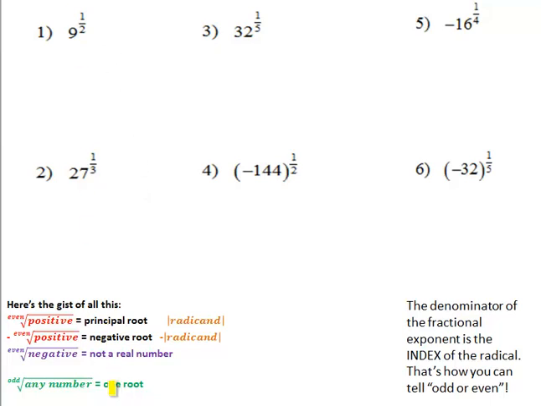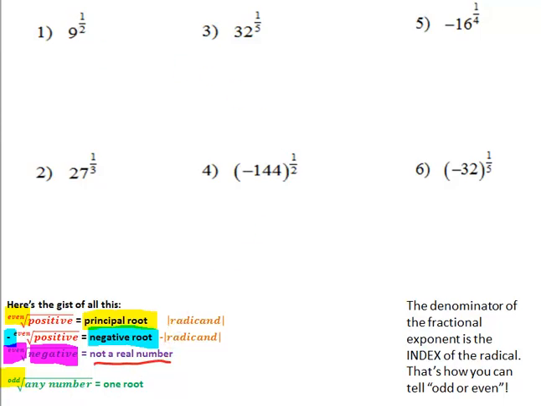I want to refresh your memory from an earlier video, the idea that if you have an even index, and it's positive inside, what comes out will be a positive number, and that's the principal root. If you have a negative out in front of everything, then that affects that and makes it the negative root. If you have an even index and a negative number inside, it is not a real number. If you have an odd index and any number, then you only get one root. So if it's -5 inside, it's -5 outside.